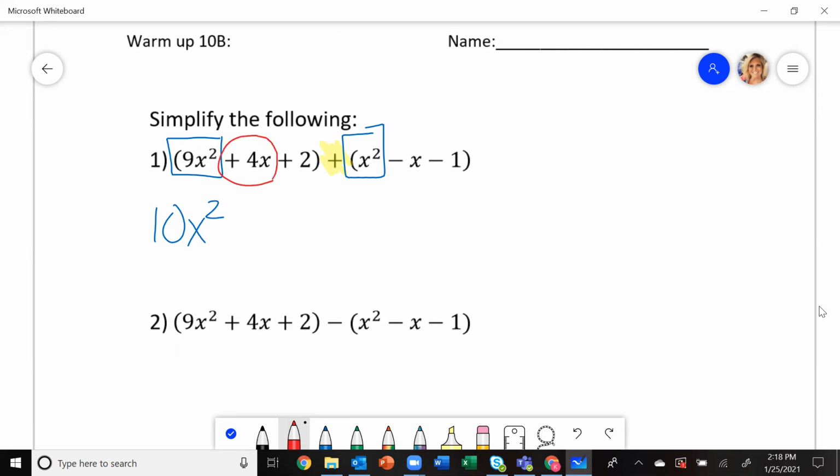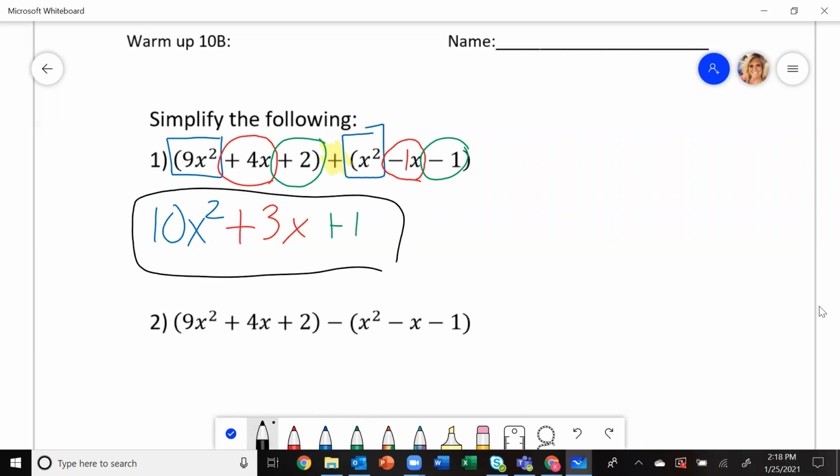Next, I will look right here and I have x's. So that's a 4x and the other x I have right here is negative x, which is a negative 1x. 4 minus 1 is 3, so this is plus 3x. Then I have 2 minus 1, which gives me 1.